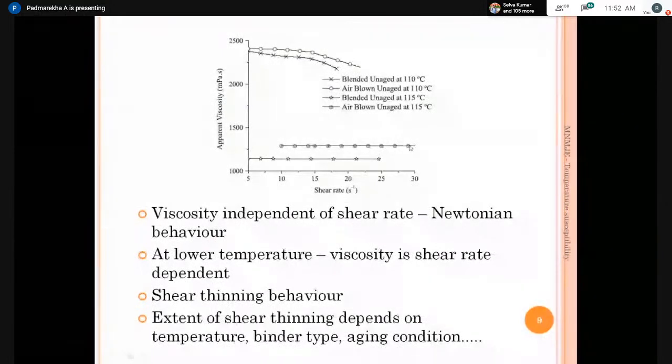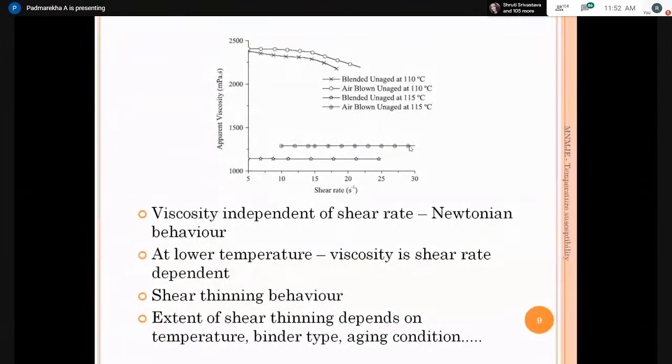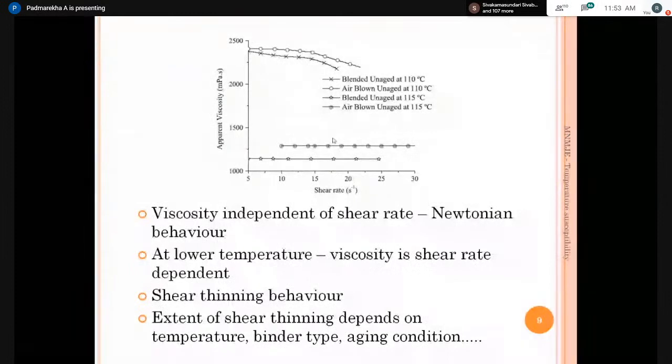I apply any kind of speed, but the viscosity value of the material is going to be the same. If that is the condition, I call the material a Newtonian response. So bitumen exhibits a Newtonian response at higher temperature. In this case, it is 115 degrees Celsius. Again, it depends on what condition you test, whether it is an unmodified binder or a modified binder, whether you are testing it in unaged conditions or aged conditions. Many other factors are here.